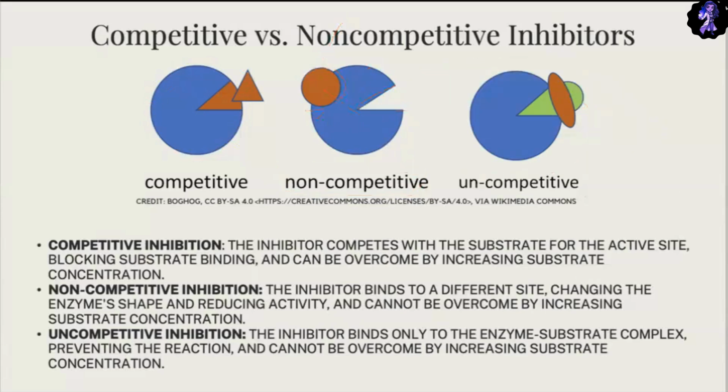So uncompetitive inhibition is when you have the enzyme and it attaches to the substrate, and then what ends up happening is the inhibitor can bind only to this enzyme substrate complex and therefore render this unfeasible to work. And that only occurs after the enzyme is attached to the substrate.